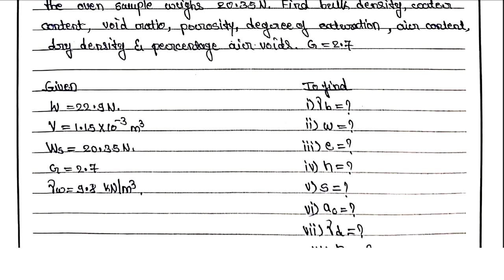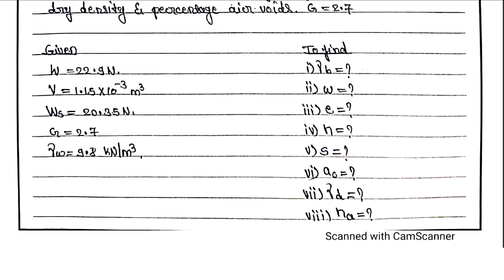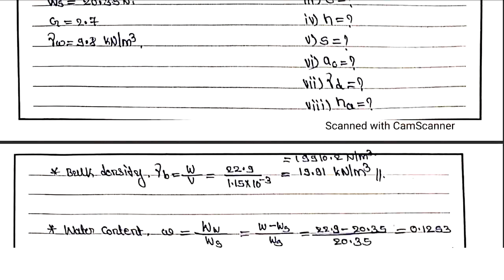What we need to find out: bulk density or bulk unit weight, water content, void ratio, porosity, degree of saturation, air content, dry density and percentage of air voids. So all these quantities we need to find out. We will move further.